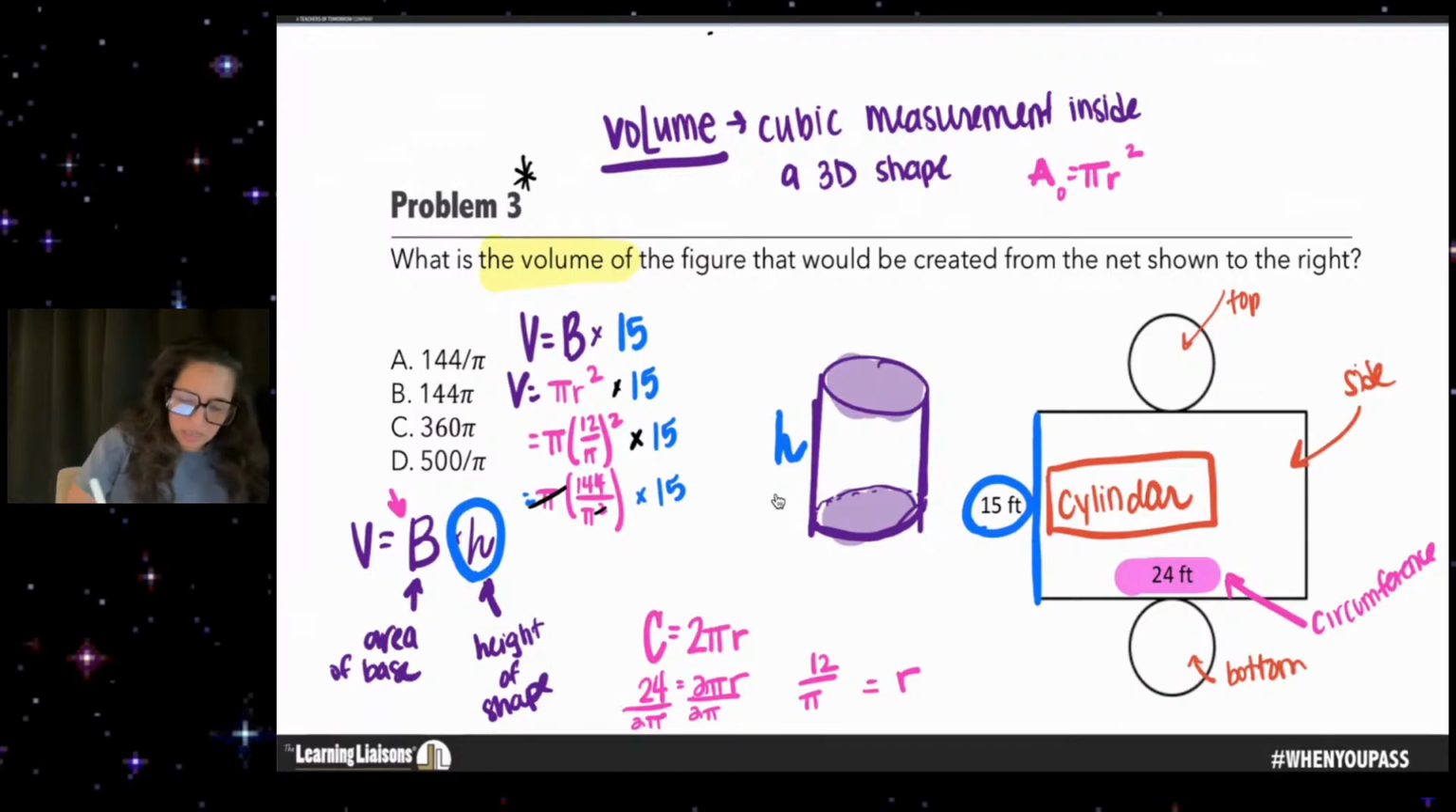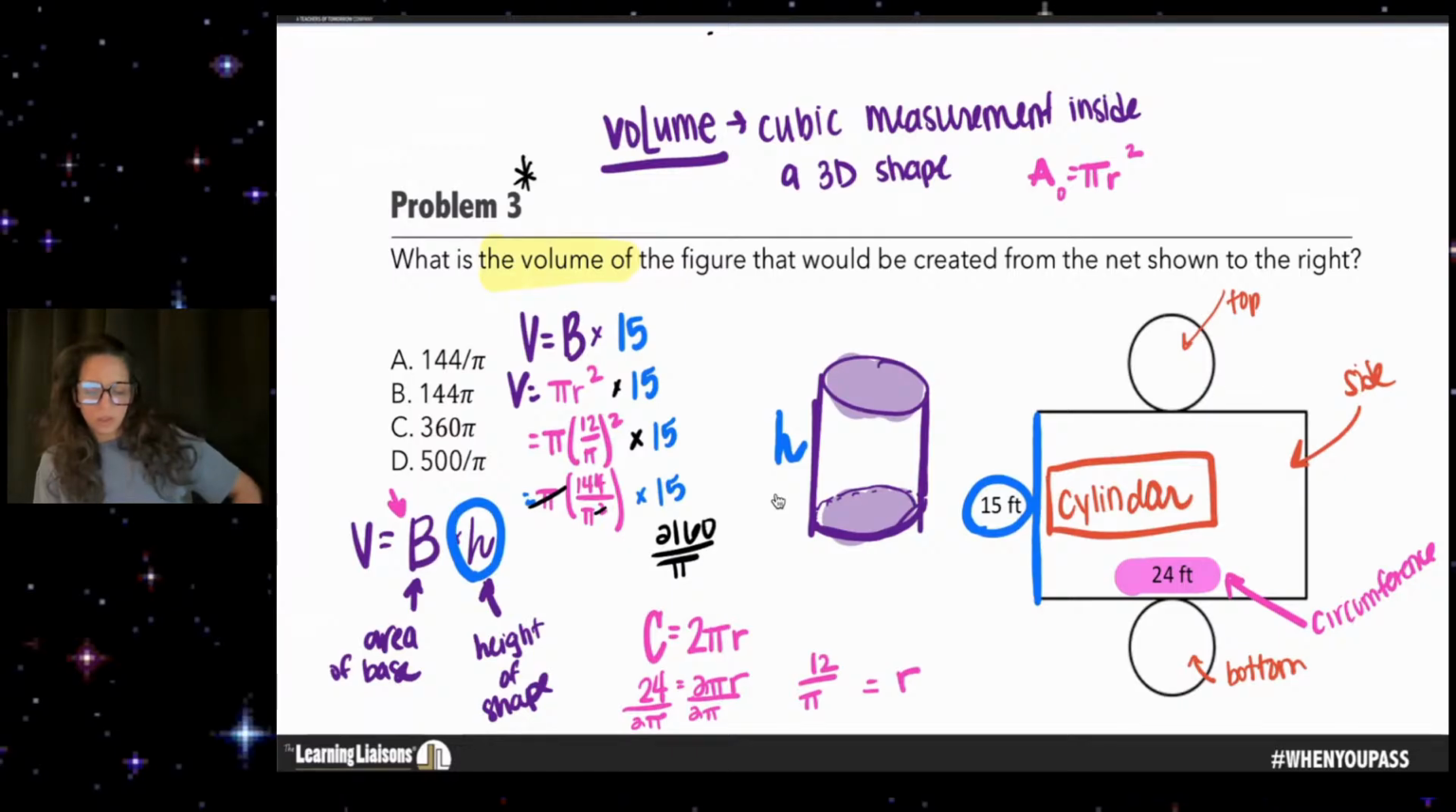$144 times 15 is 2,160 divided by pi. Now, I'm 99% sure that this is correct, but I'm making sure I didn't do anything wrong. Area of the base times the height, area of the base equals pi r squared. Circumference is 24 equals 2 pi r divided by 2. r is 12 divided by pi, r squared times that. Yeah.